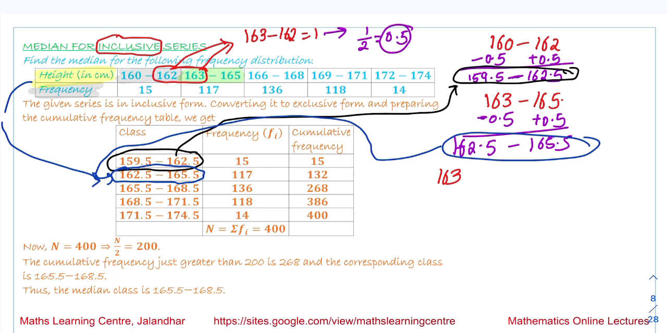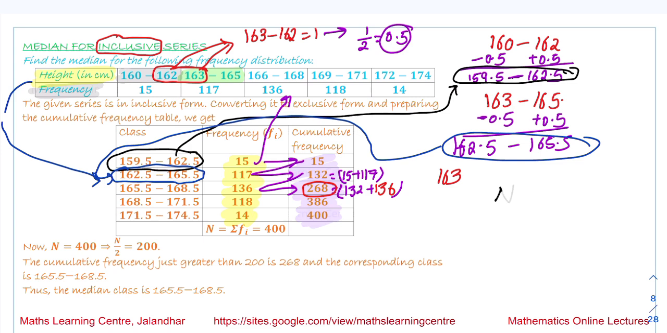Next thing we have to do is write the cumulative frequency. The frequencies are already given to us. The cumulative frequency is 15. Next value is 15 plus 117, which is 132. Then the next value is 132 plus 136. It is not 132 plus 117, it is 132 plus 136. The answer we get is 268. Likewise, we obtain these values as the cumulative frequencies.